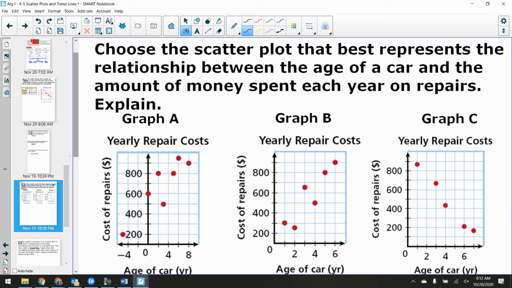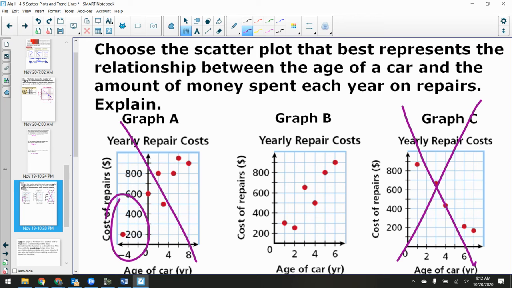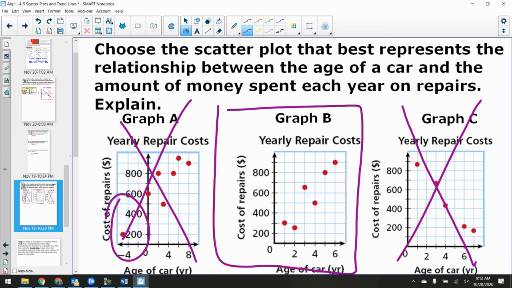I'm going to say C because we talked about it's not going to be a negative correlation, it's going to be a positive correlation. Now I see a positive correlation in both A and B, but what's wrong with A? You can't have a car that's negative 40. Right, that doesn't make sense. So let's throw out A. My only possible solution would be graph B.